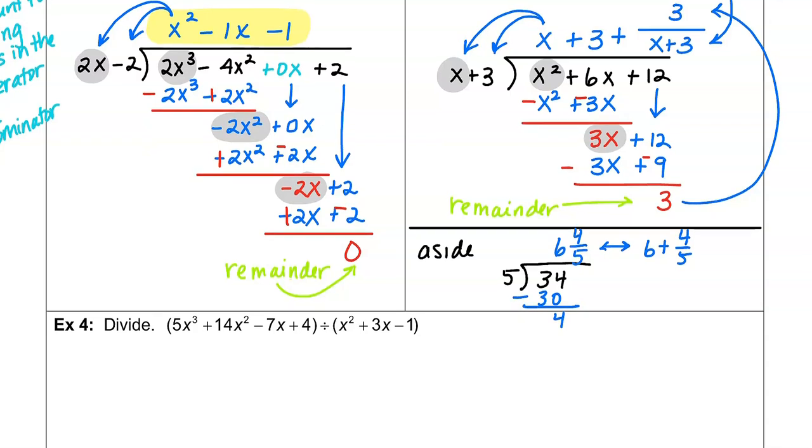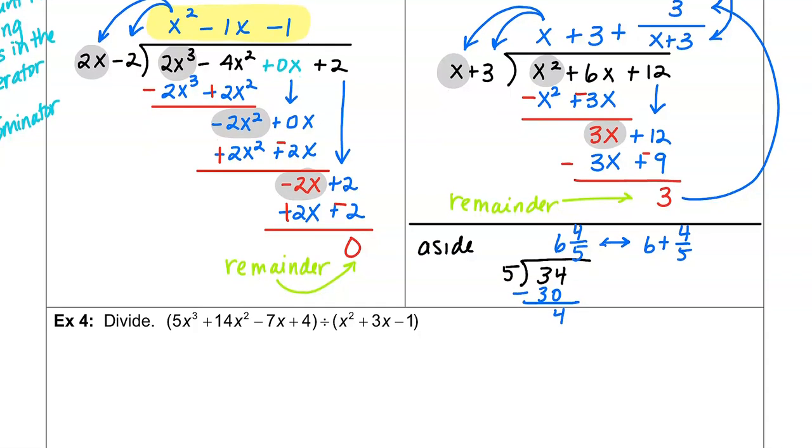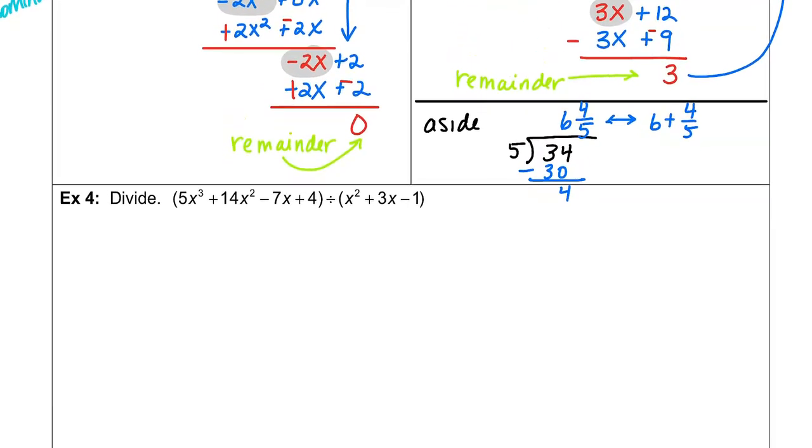So let's do one more. Okay, and I believe this is the last one, right? And the reason I chose this one is this time the divisor, what you're dividing by, is not a binomial, it's a trinomial.